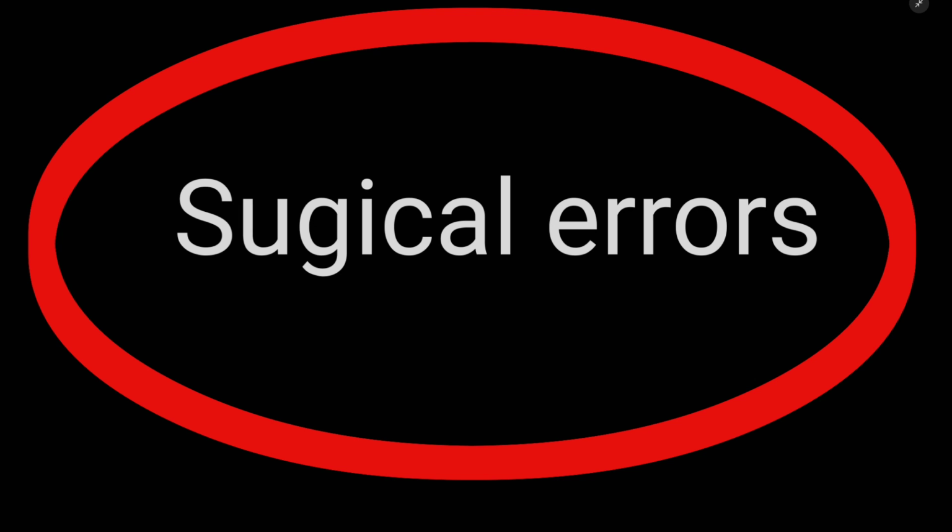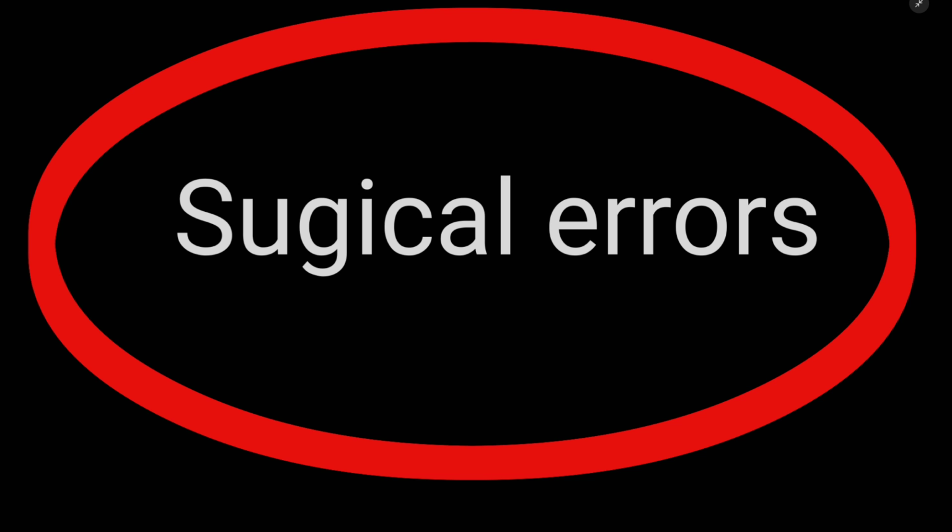Imagine going in for a routine surgery, trusting that your doctors will do everything to help you recover, only to wake up with an unexpected complication. Surgical errors can leave lasting damage, and in some cases, they can completely alter a person's life. But how do these errors happen, and what can you do if you are a victim?